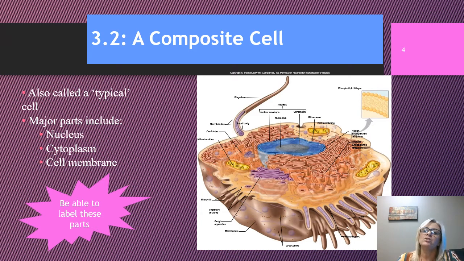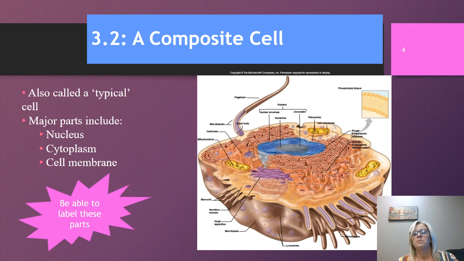We have 3 major parts of the cell. As you can see here, there are many parts, but the major parts are going to be the nucleus, the cytoplasm, and the cell membrane. Those are easily seen under the microscope. Some of the other organelles you have to have special equipment to be able to see.